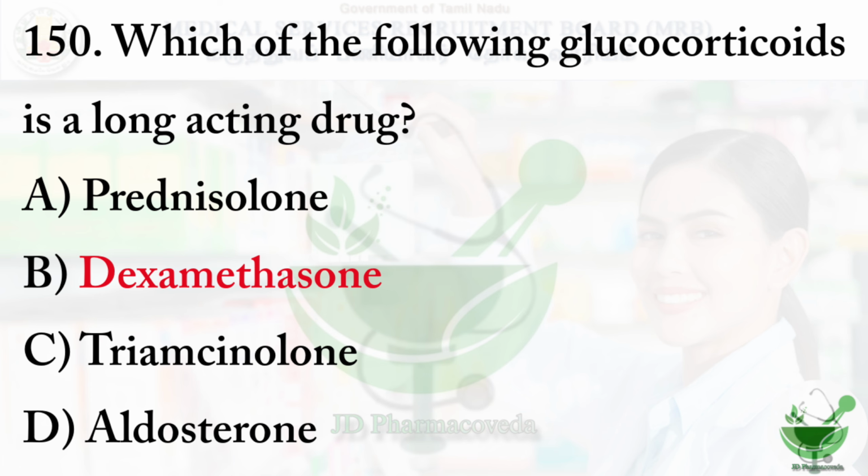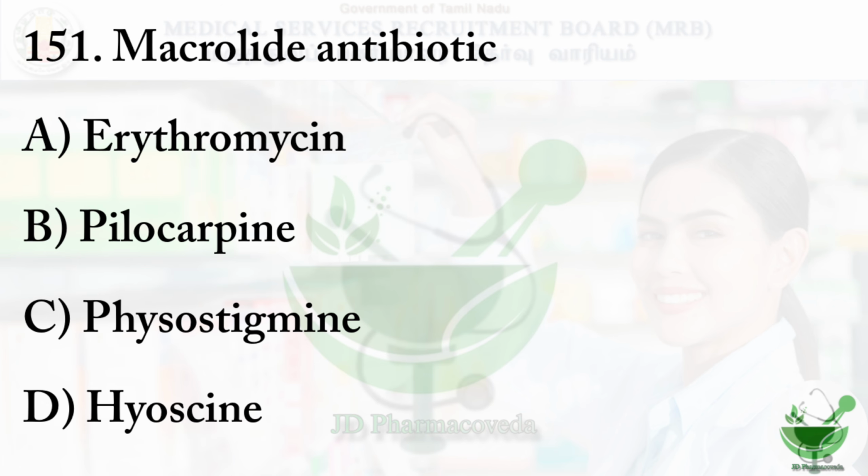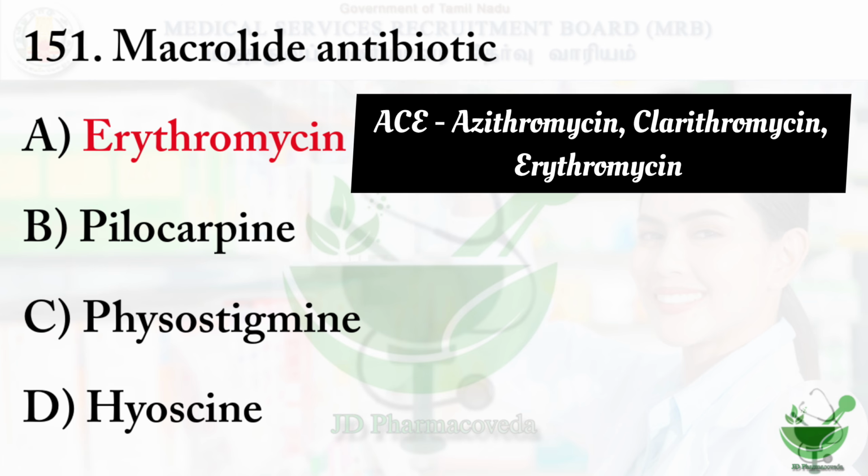Then question number 151. Macrolide antibiotic. Option A, erythromycin. Option B, pilocarpine. Option C, physostigmine. Option D, hyoscine. So the right option is option A, erythromycin. It is a macrolide antibiotic. When I studied, I used to remember these drugs like ACE. A means azithromycin, C means clarithromycin, E means erythromycin. So we know that we mostly use that word ACE.